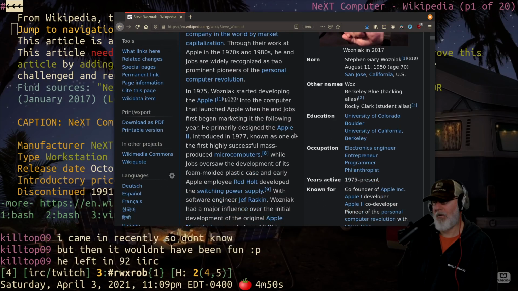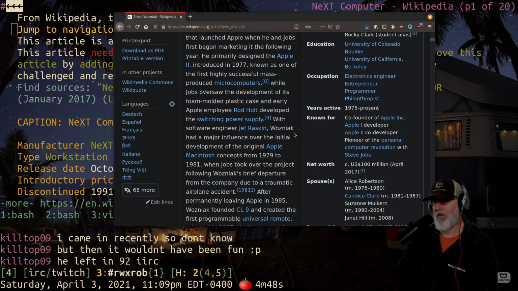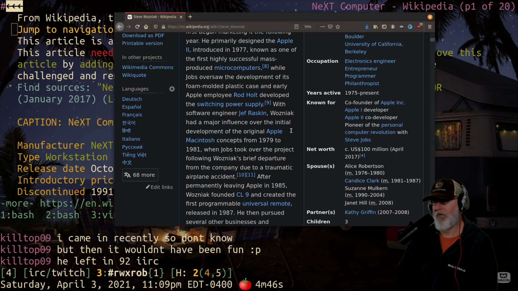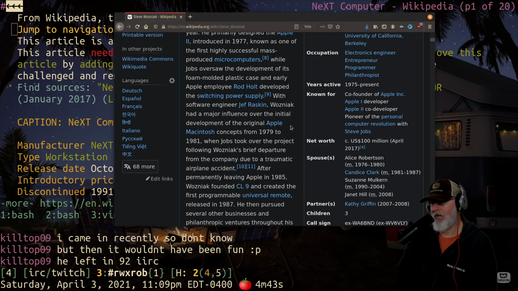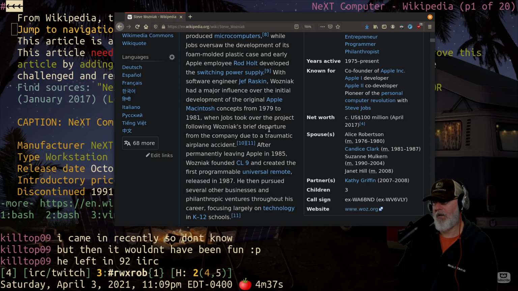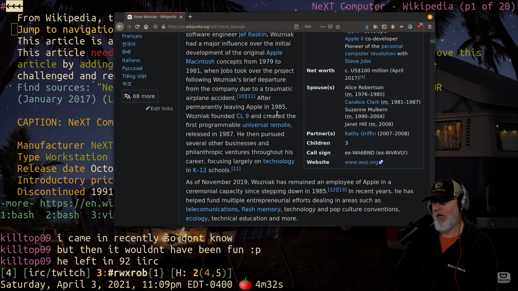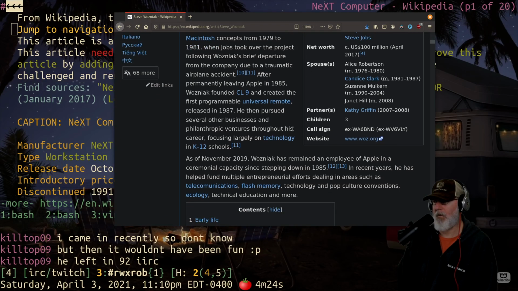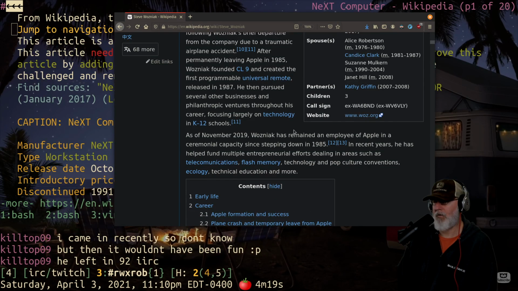Wozniak started developing at Apple II. Microsystem Rod Hill developed switching power supplies. Yep, Jeff Resnick. He left in 92. Did he? Jobs took over the project. Brief departure from the company due to a traumatic airplane accident. Apple in 1985. Oh, so it says here he left in 85. He created the first programmable universal remote. K-12 schools.